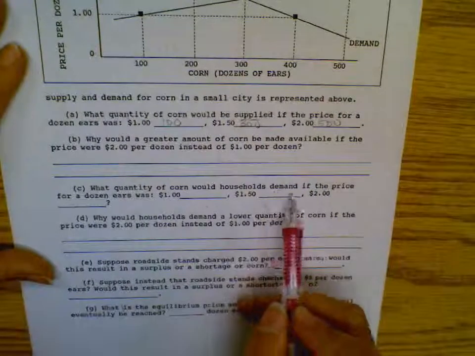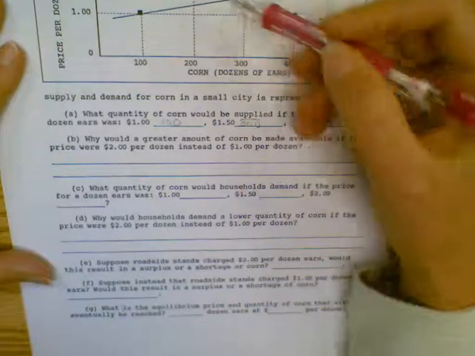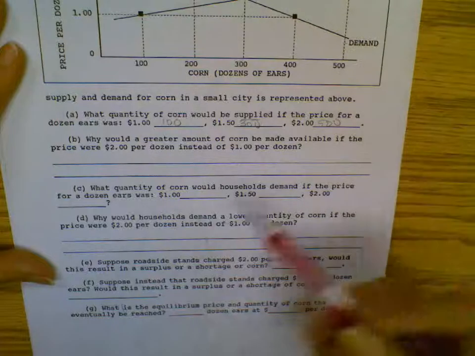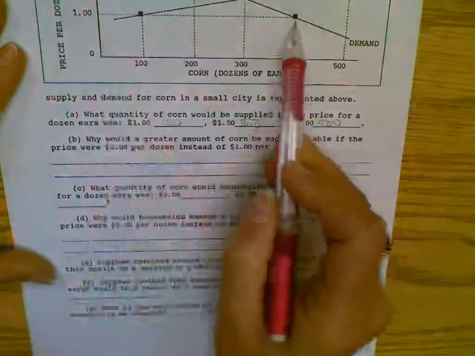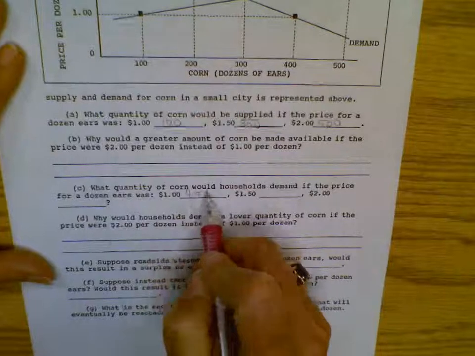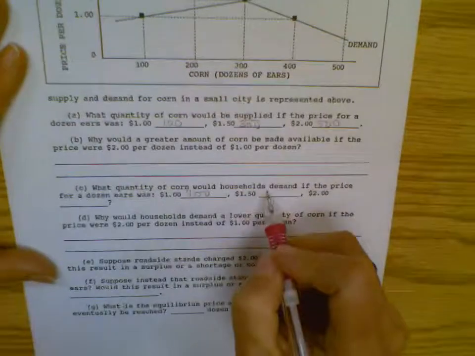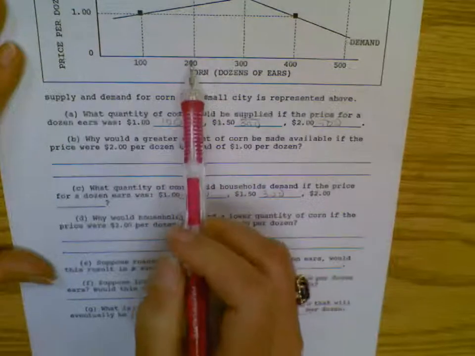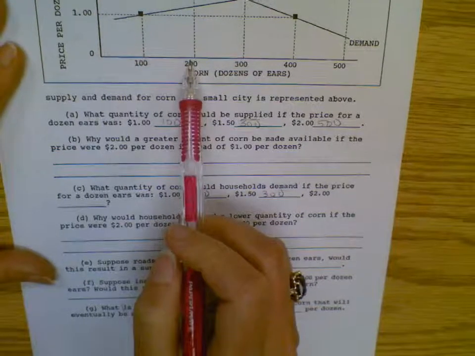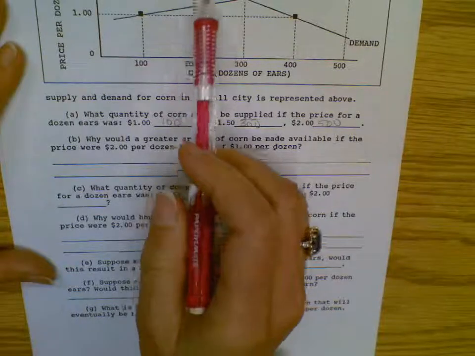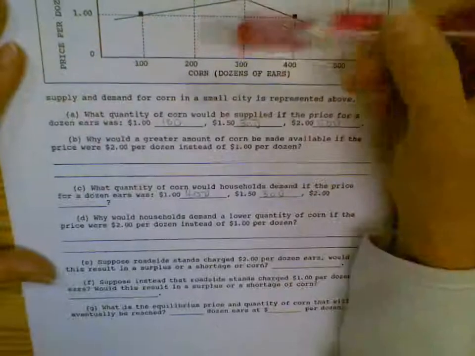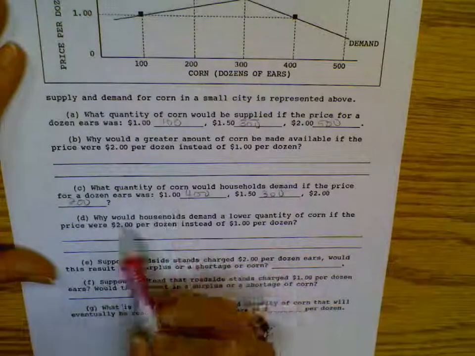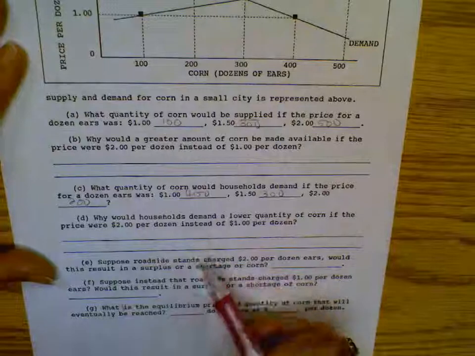Then you're going to do your quantity demanded down here. So this time you're going to look and go to the demand curve. So make sure you're hitting the right curve. So at $1, our quantity demanded is 400. Our quantity demanded at $1.50 is 300. And at $2, our quantity demanded is, let me see, yeah, $2, 200. So as the price goes up, our quantity demanded goes down. As the price goes up here, quantity supplied goes up.